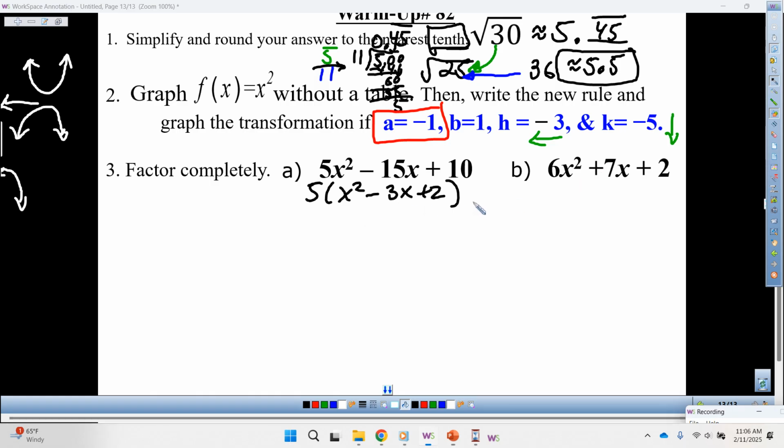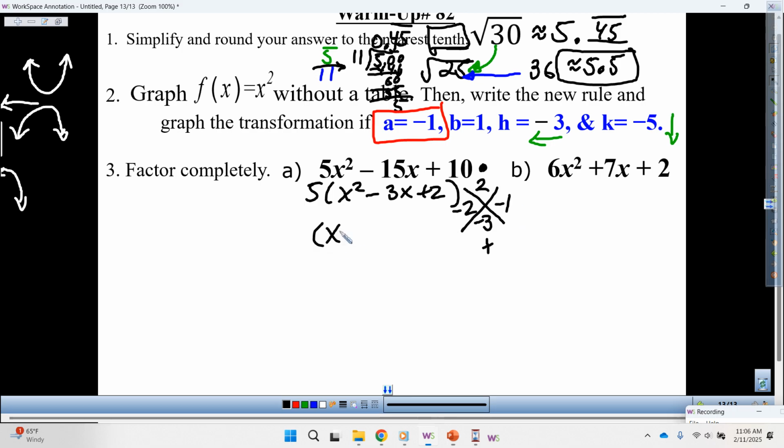Next, can I factor the trinomial? Negative 3. What two numbers multiply give me positive 2? When you add them, give us negative 3. That's negative 2 and negative 1. So, x minus 2, x minus 1, and bring down the 5, and this is factored completely. Go to part B.